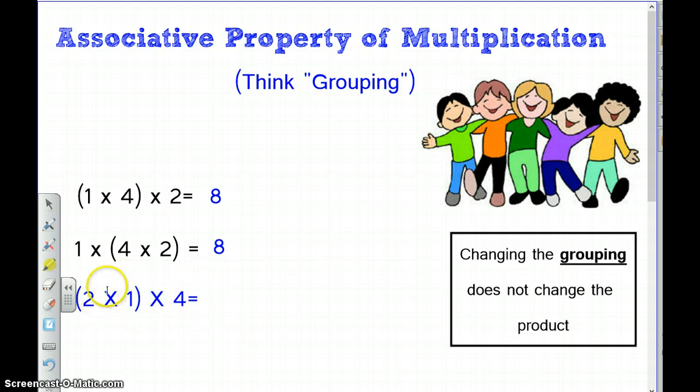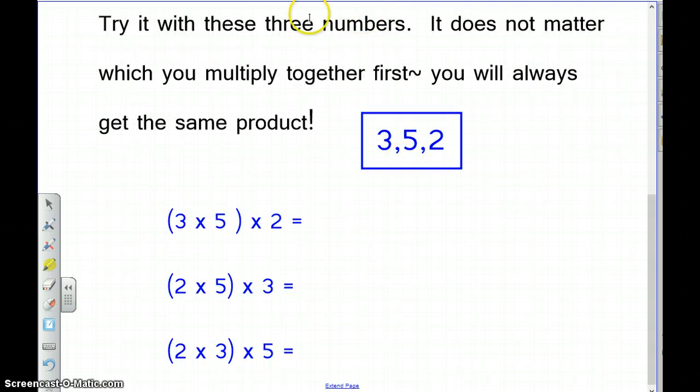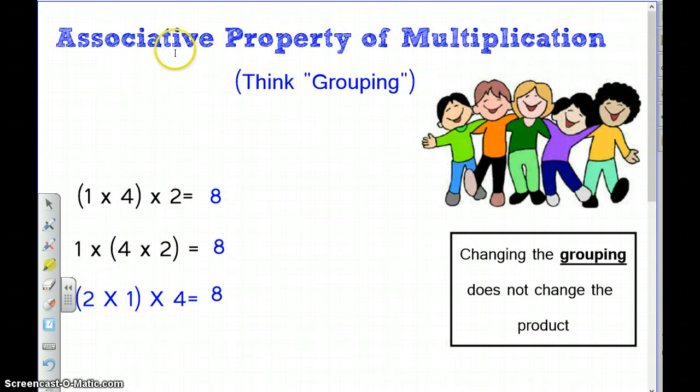Here's another way that we could group these same three numbers. I could multiply 2 times 1 first, which gives me 2, and then 2 times 4 equals 8. Okay? So 3 different ways of grouping, but you get the same product every time. So it doesn't matter, again, which way that you group them. So I want you to look down here, and I want you to try grouping these 3 numbers and seeing if you get the same product every time. So go ahead and pause the video if you need to. Write these problems down in your notes, and you should see that you get the same product each time. Okay, so what's that product going to be? You need to figure that out right now. Okay, again, this is the associative property of multiplication, grouping.